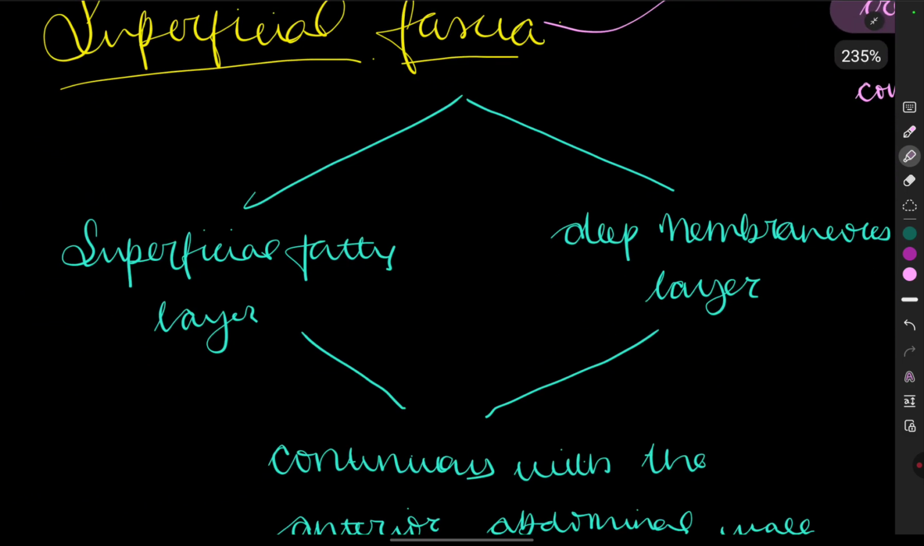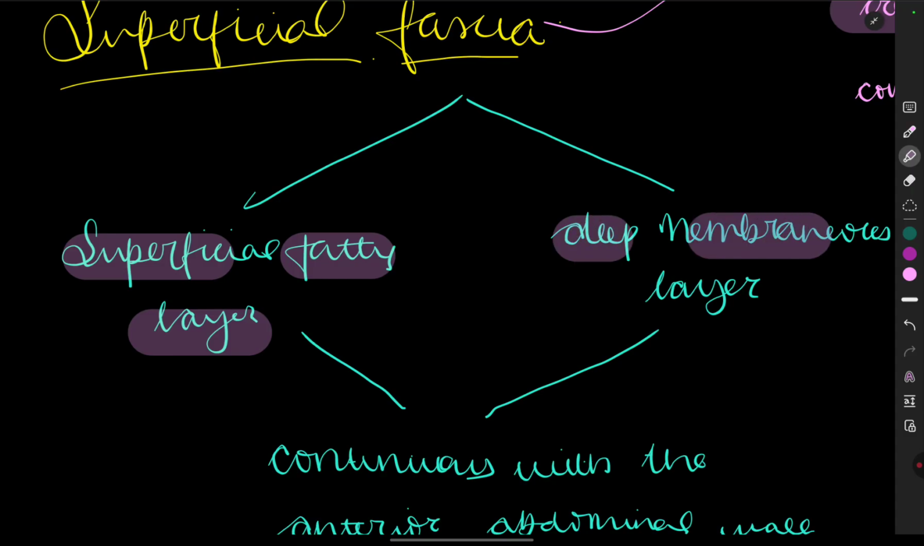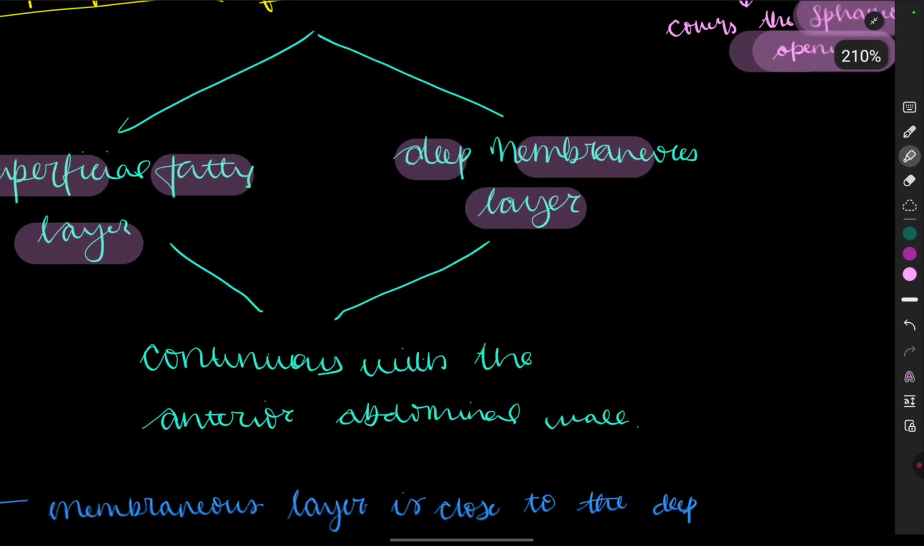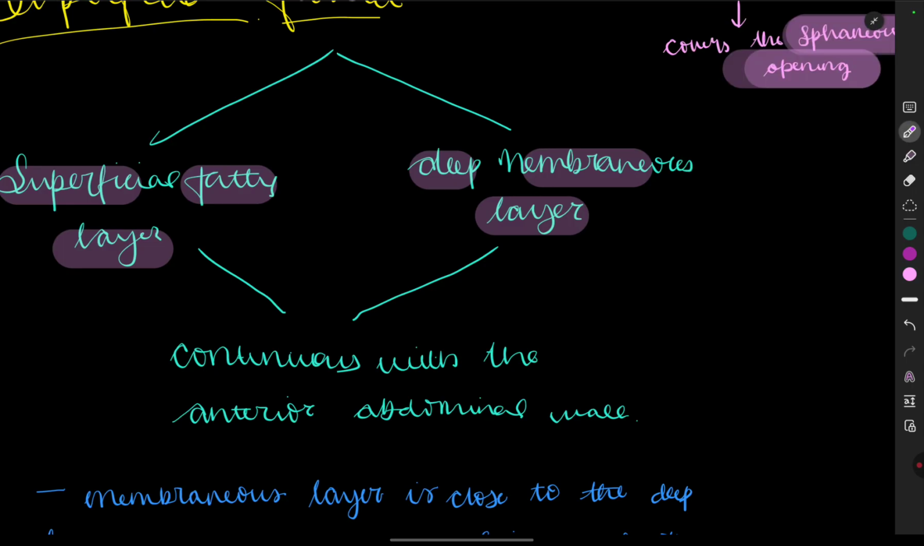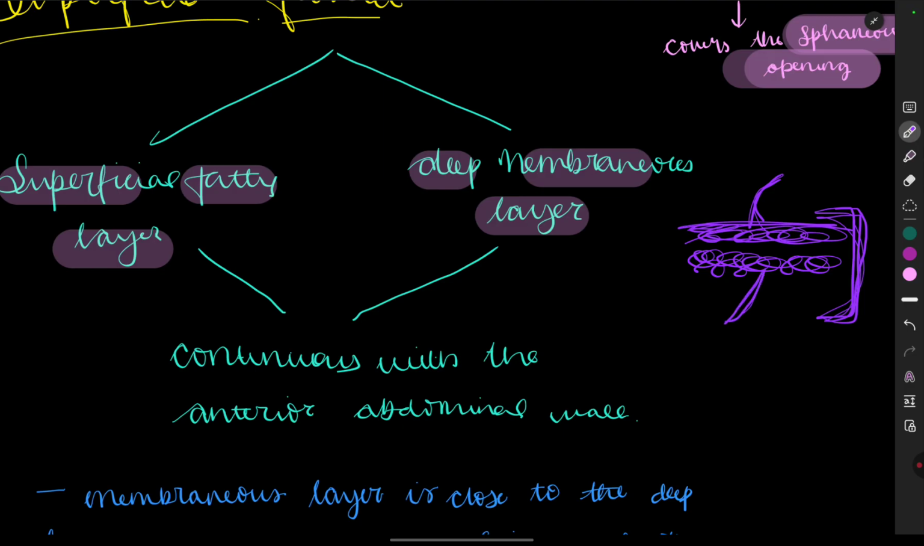The superficial fascia is divided into two layers, that is the superficial fatty layer and the deep membranous layer. The first layer is the superficial fatty layer, and beneath it is the deep membranous layer. So this is the deep membranous layer, and this is the whole of the superficial fascia. This is the superficial fatty layer, and this is the deep membranous layer.